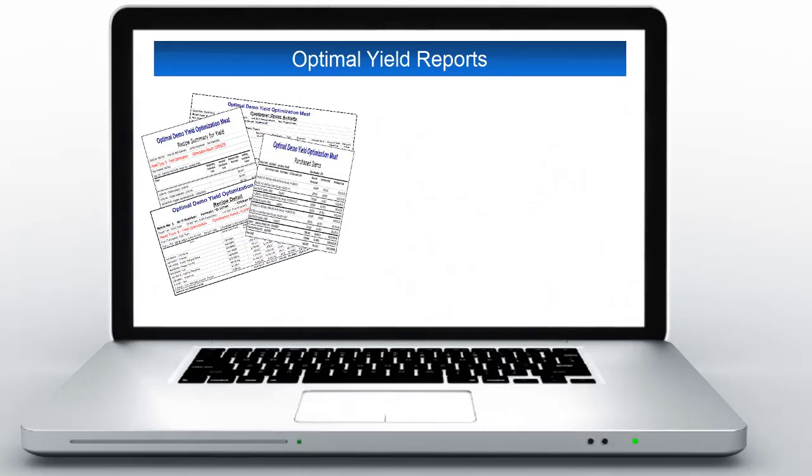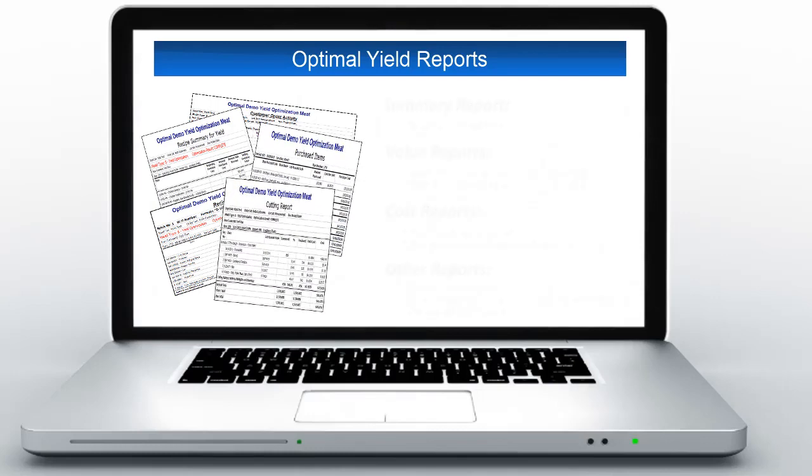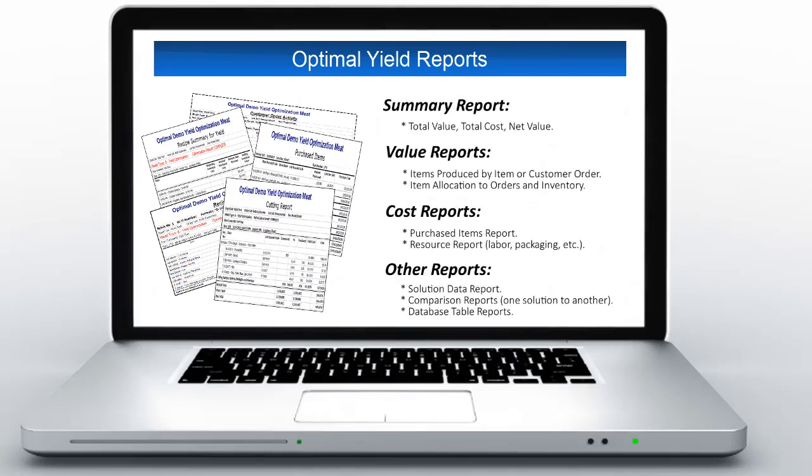Many reports are generated by Optimal Yield. The reports are organized into several categories. Let's review 3 example Optimal Yield reports for a meat processor.